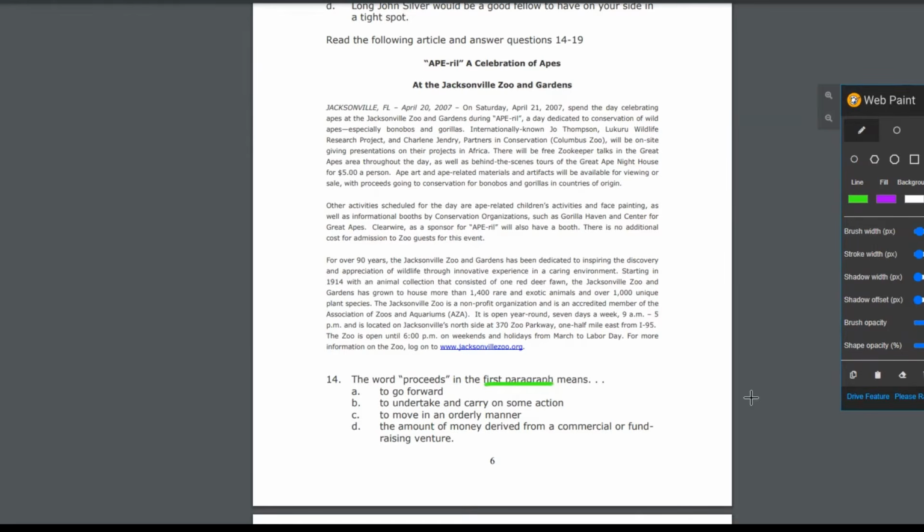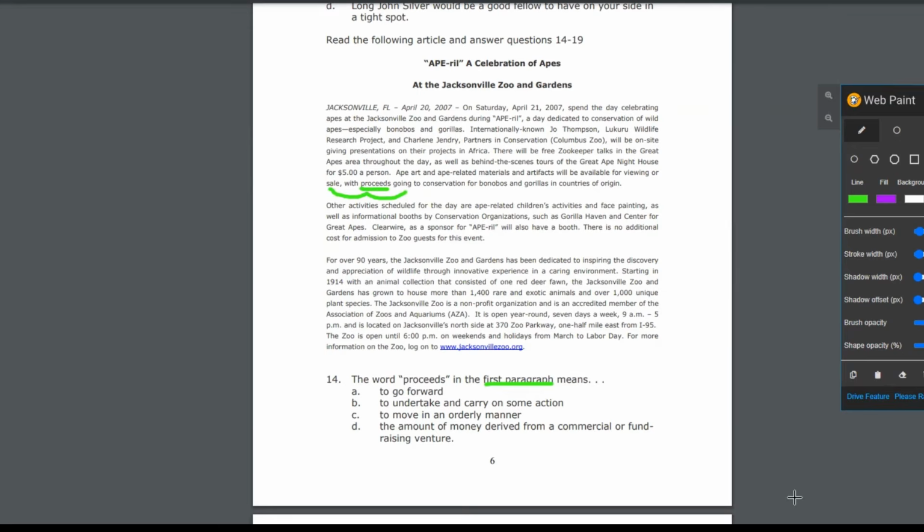If they're saying in the first paragraph, go back and actually find that one. So it's here in the last line. It says ape art and ape related materials and artifacts will be available for viewing or sale, with proceeds going to conservation for bonobos and gorillas in countries of origin. So it says with proceeds. I knew immediately because it says for viewing or sale, right? So you can look at it or you can buy it with proceeds going. So that means that from the sale, that money is going to be going somewhere.